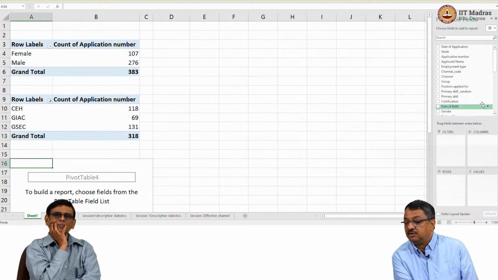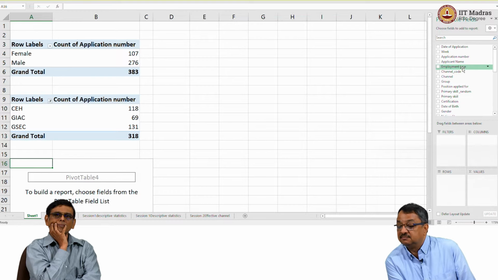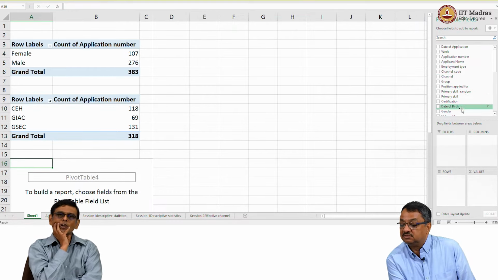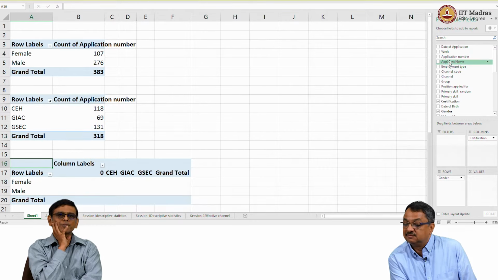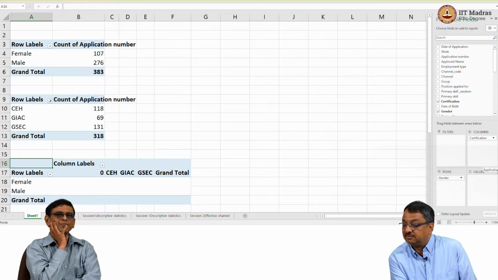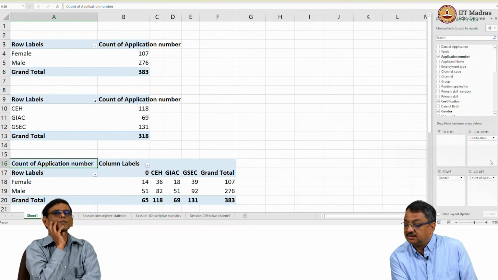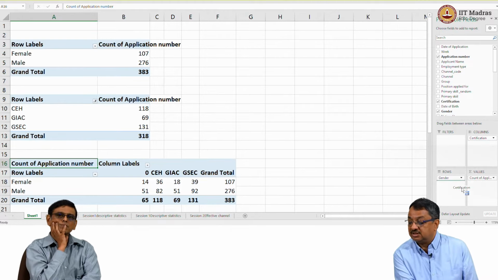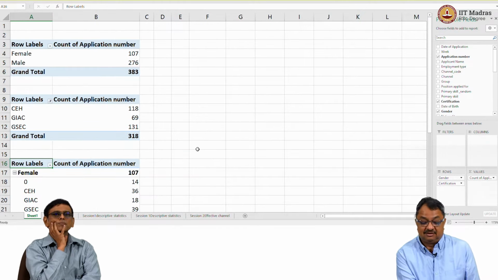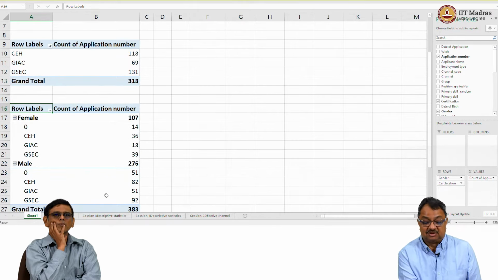And now what did we want? We wanted gender. You put it in the column, I guess. So put the other in the column, and we could do certifications here and put application number here. The other thing we could also do is move this as a secondary description under female, under rows.